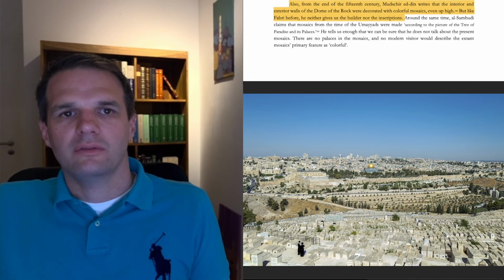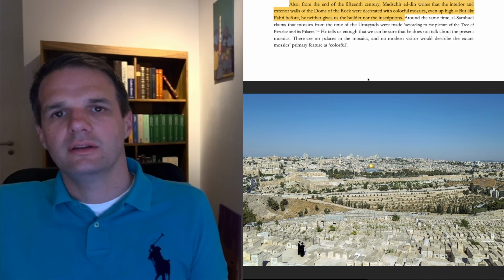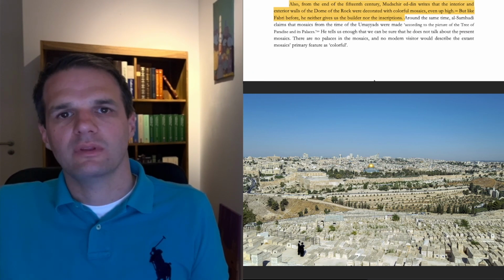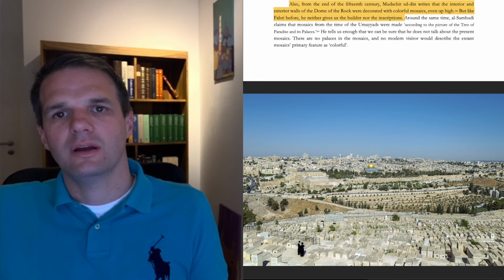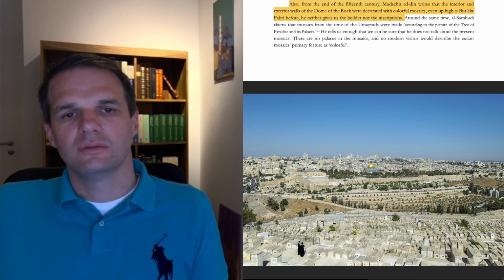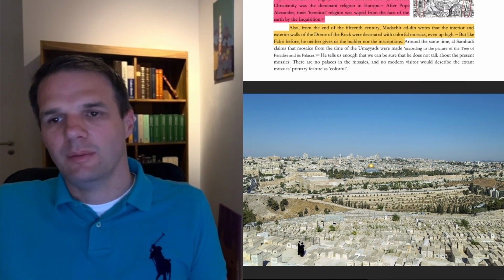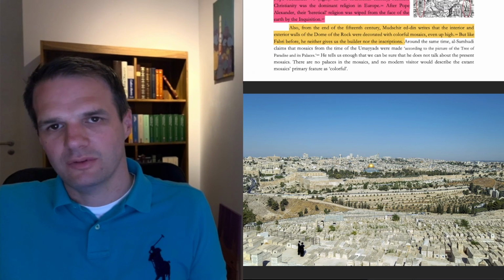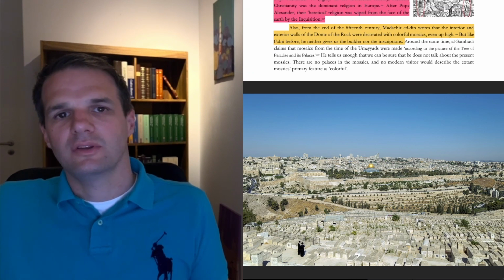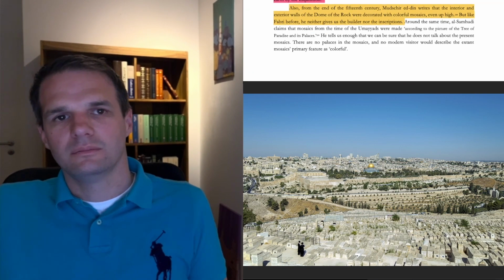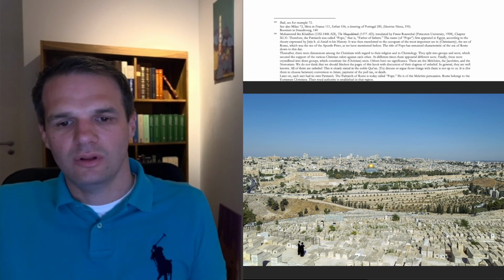Okay, also from the end of the 15th century, Mushir al-Din writes that the interior and exterior walls of the Dome of the Rock were decorated with colorful mosaics, even up high. But like Fabri before, he neither gives us the builder nor the inscription. Okay, in this case I would say absence of evidence is not evidence of absence. Yes, he described the outside of the dome. That seems to have been his goal, and he achieved it.